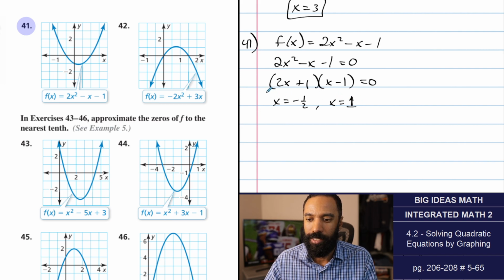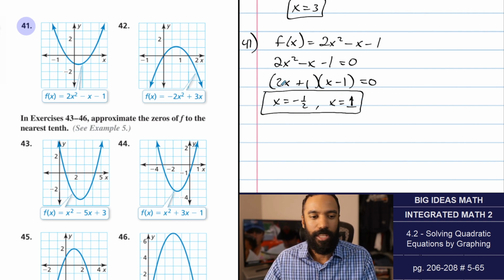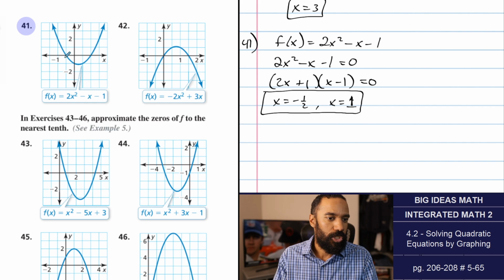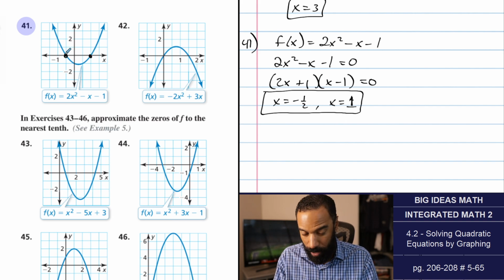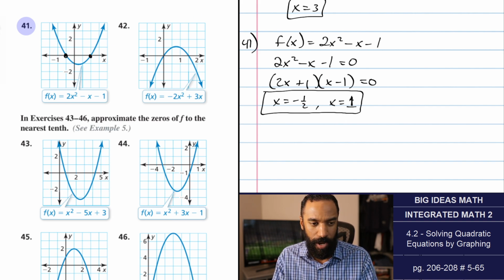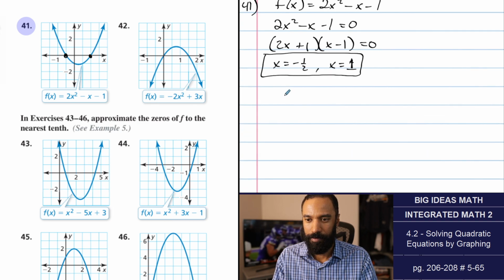Positive 1, like that. Now, look at the graph here. Okay, look at this graph. They're scaled every 2 increments is 1. So this is going to be negative 1/2, and that is positive 1. It's not negative 1 and positive 2, right? So look at those scales. That's what we get.